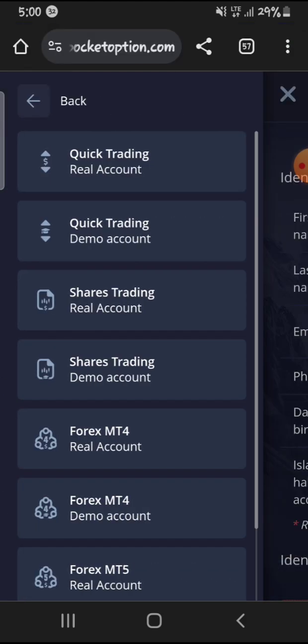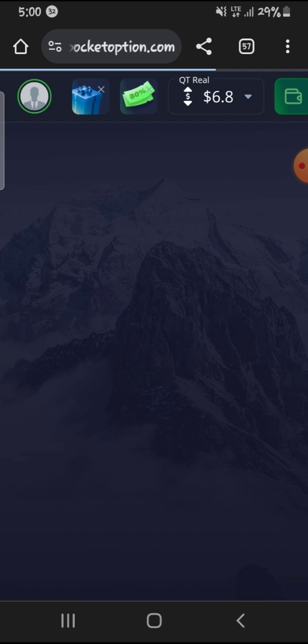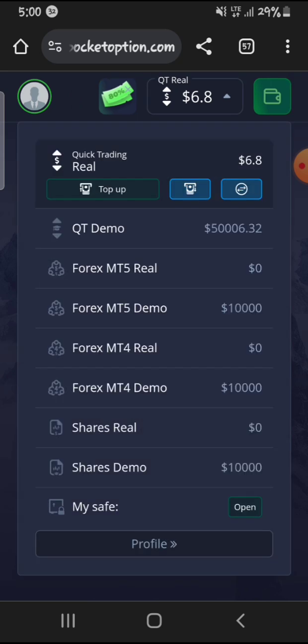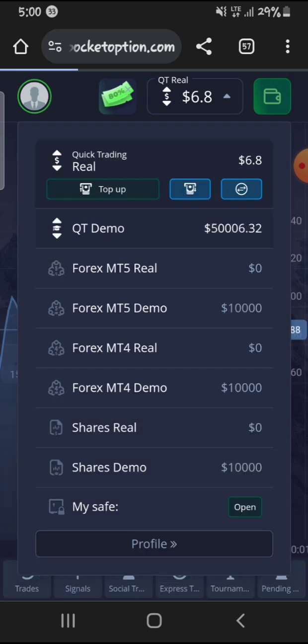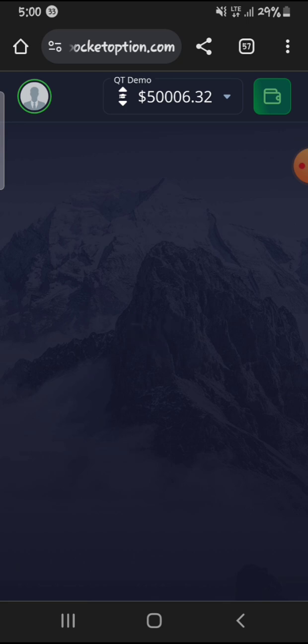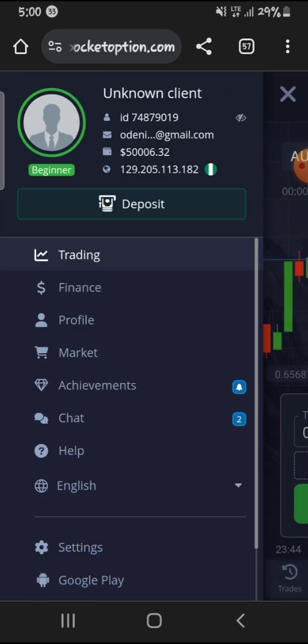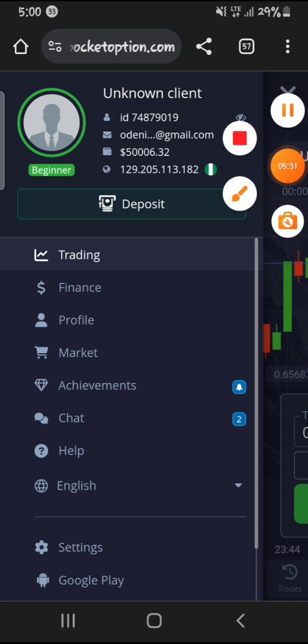We want to go to the trading part. So this is my cousin's account, and I'm going to be using my cousin's demo account. You can see the name here, Odeniro Marvelous, and that's it.